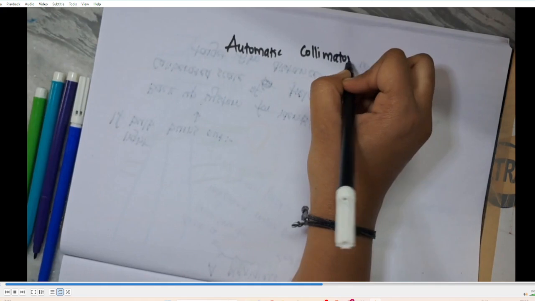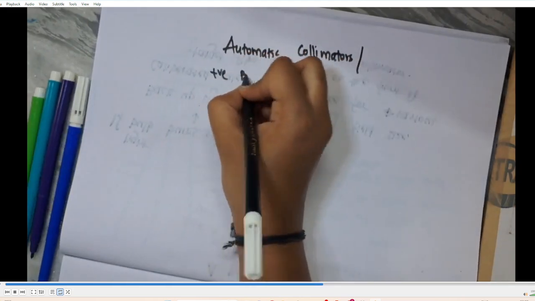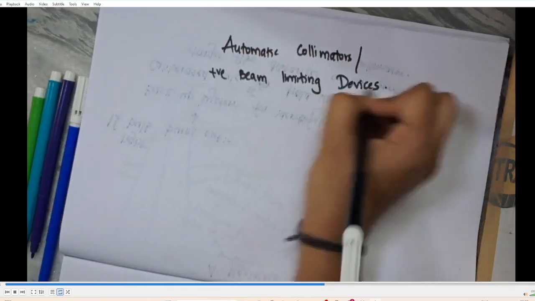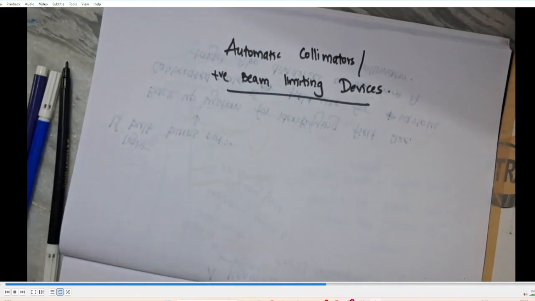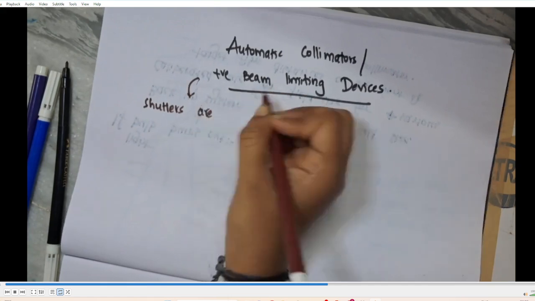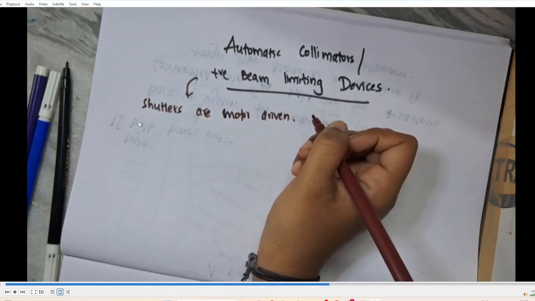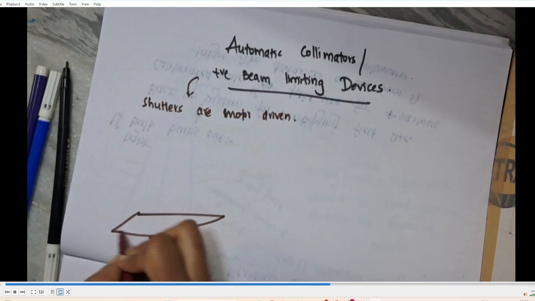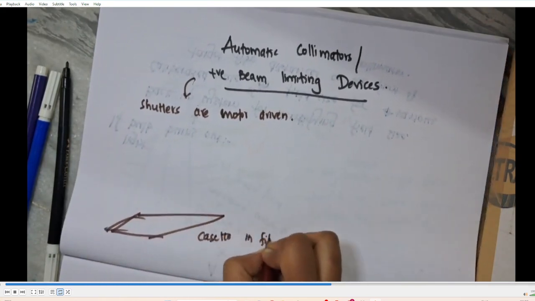Today, non-mobile radiographic equipment in the United States, with a few special exceptions, must be equipped with automatic collimators. These automatic collimators are called positive beam limiting devices. Automatic collimators are the same as other collimators, except that the shutters of automatic collimators are motor driven.